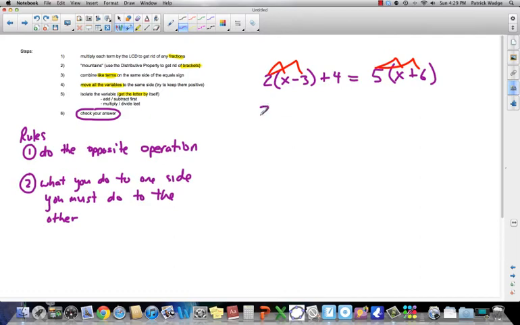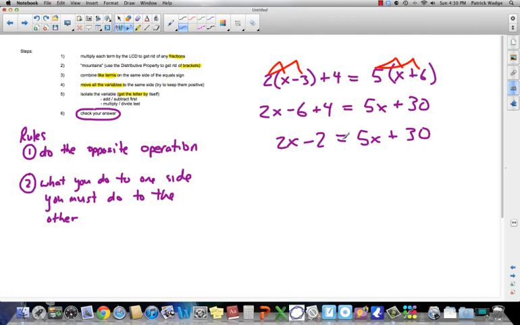Okay, 2 times x is 2x. 2 times negative 3 is negative 6. And we still have a plus 4 here. Equals 5 times x is 5x. 5 times 6 is 30. Next step, combine like terms on the same side. Do we have any like terms? None of them over here, but yes, we do over here. We can combine the negative 6 and the plus 4. So we get 2x, negative 6 plus 4 is negative 2, equals 5x plus 30.